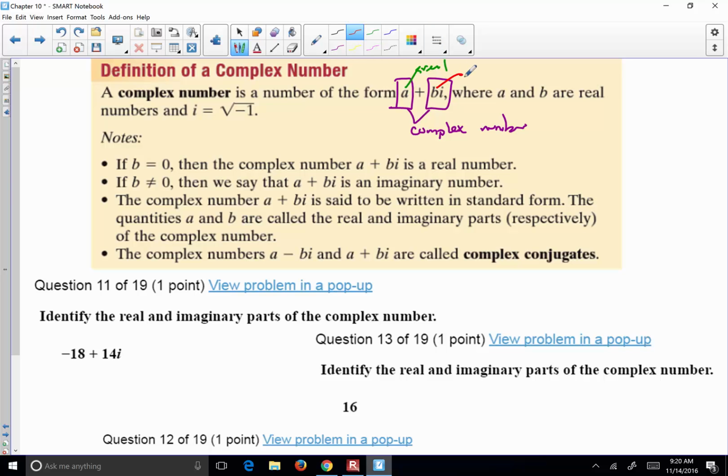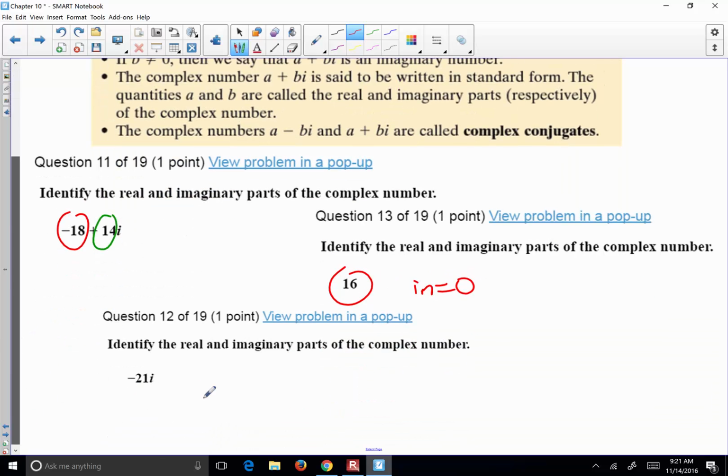This second number b, without i, exclude i please, is called the imaginary part. Such as, real part is minus 18, imaginary part 14 here. This is only real, no imaginary part, so the imaginary part is 0. And this one, the imaginary part was minus 21, the real part was 0, no real part. 0 minus something. This is 16 plus 0i.